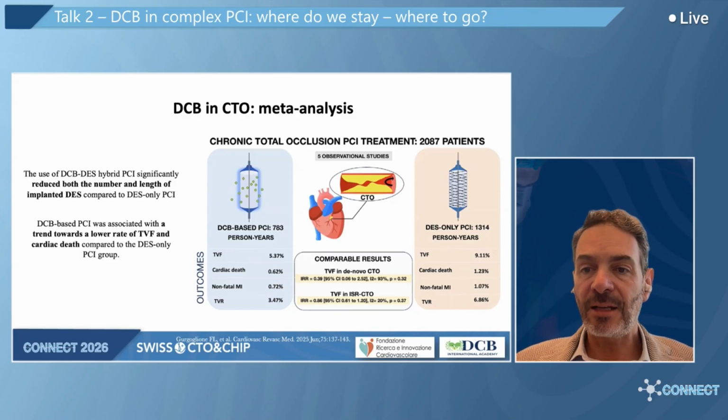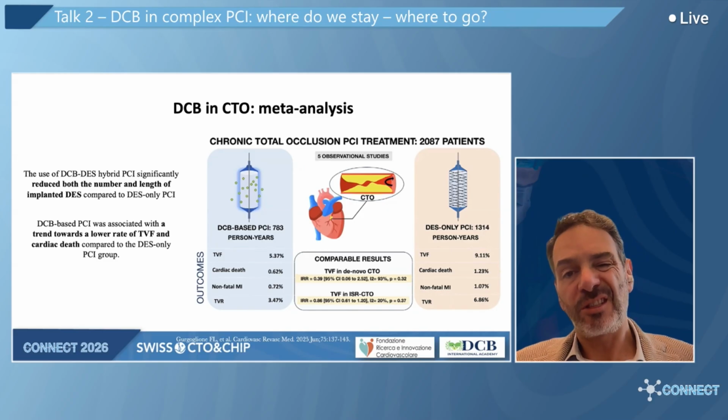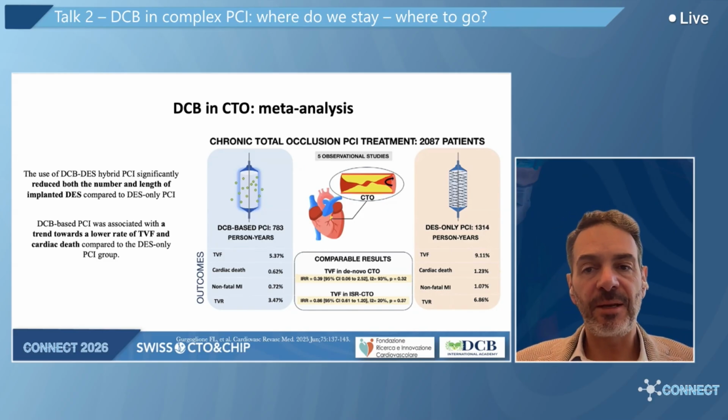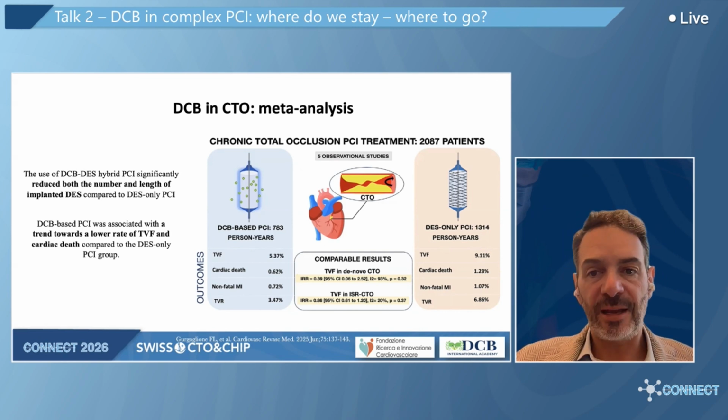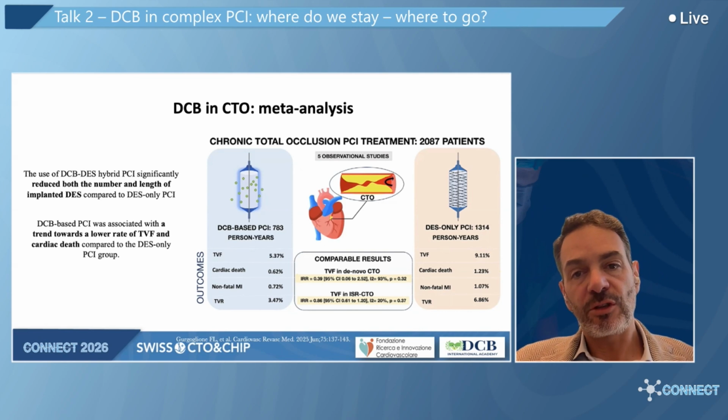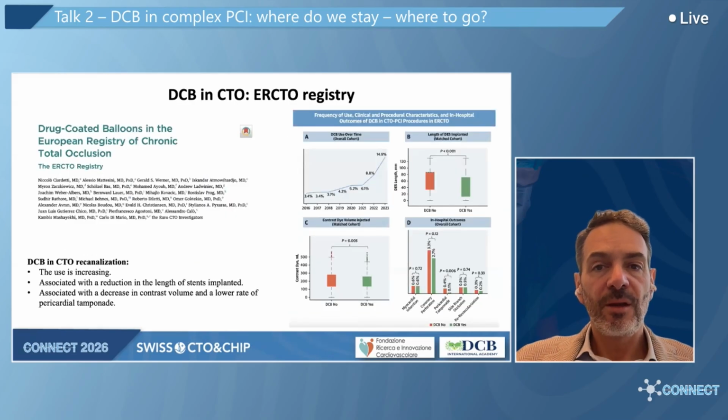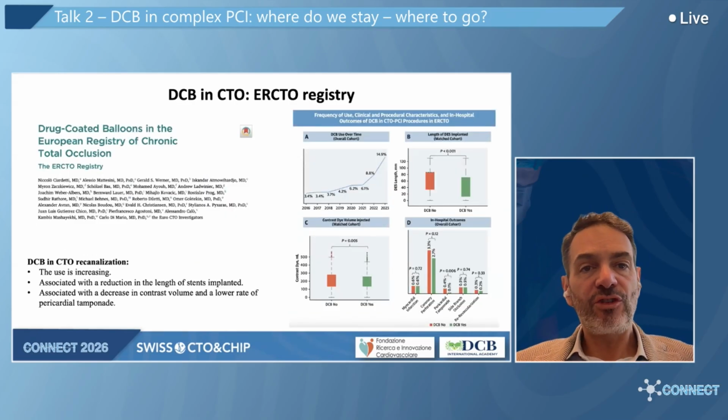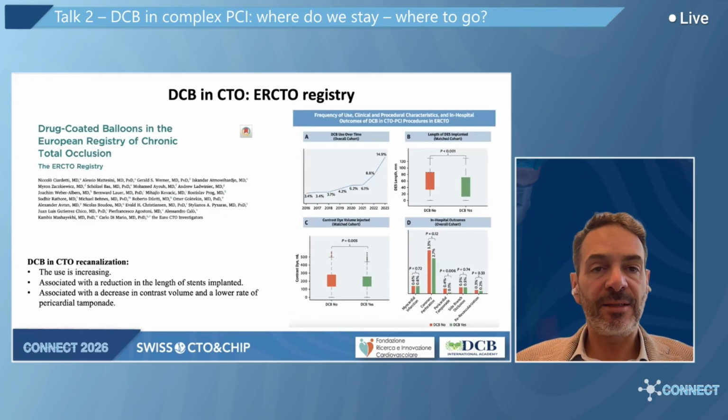There is this meta-analysis published last year, which shows that by gathering small studies, which is the big limitation, we can at least have a similar outcome as compared to drug-eluting stents at 2 years follow-up, which is pretty good, 2,000 patients. But more data from registries is coming out.